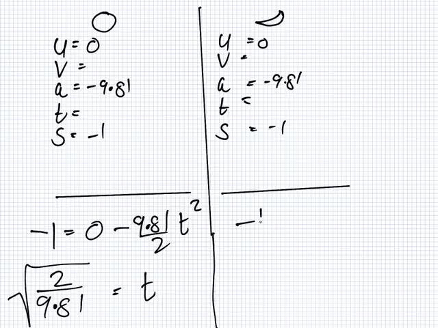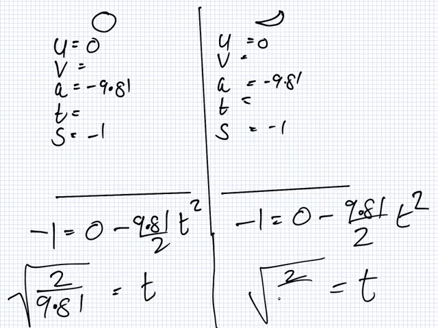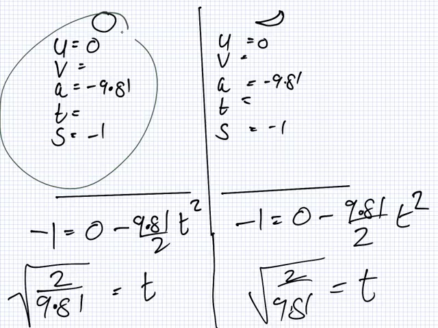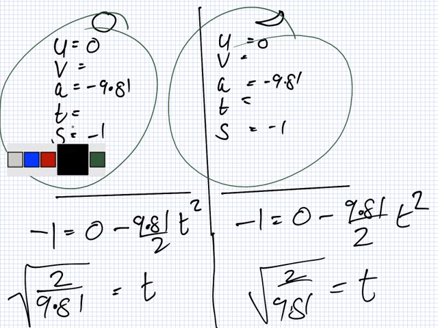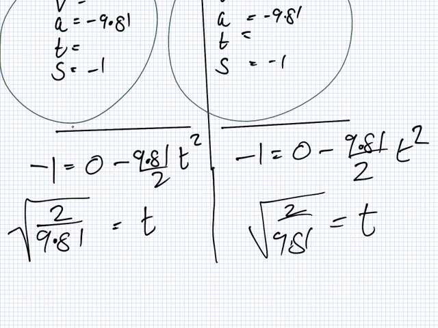Here, S equals UT plus a half AT squared. And here you also get T equals the same thing. Now that's not surprising, it's the same because the information here is the same, so the answer should be the same. But in real life, will the answer be the same? No.